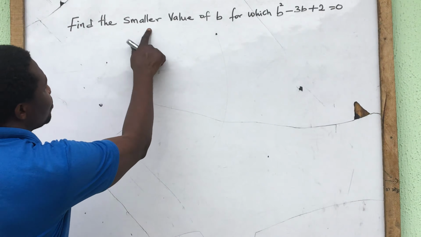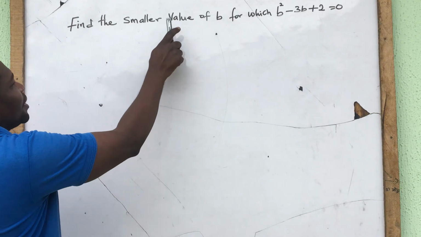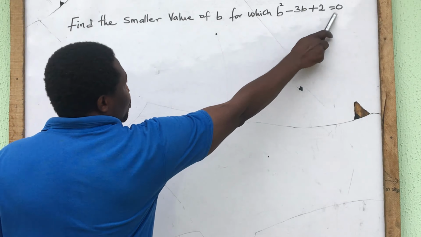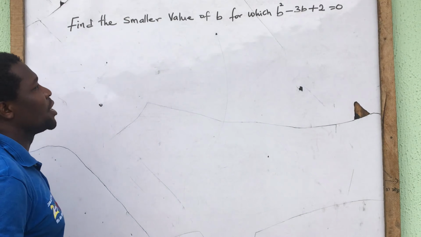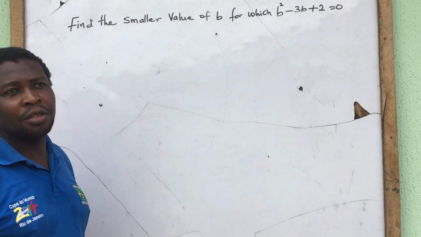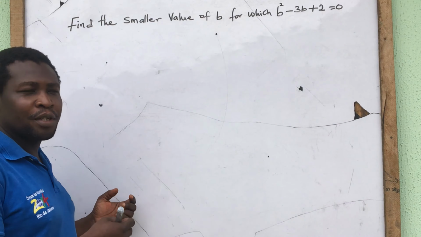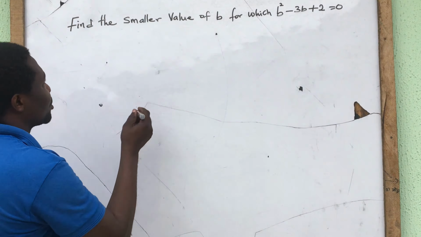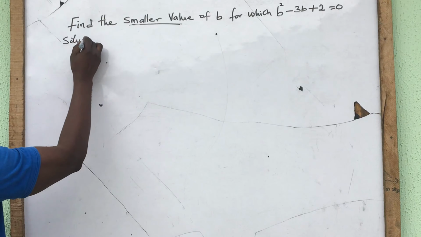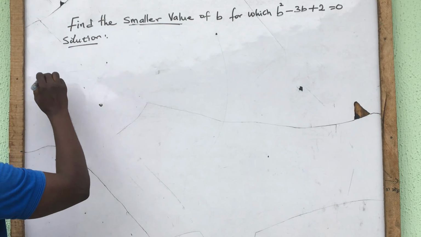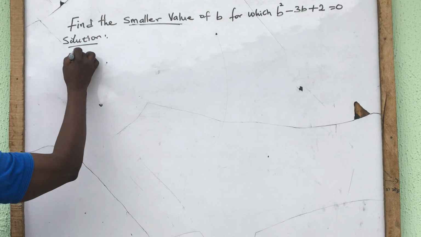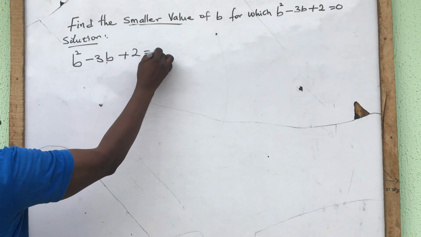Find the smaller value of b for which b squared minus 3b plus 2 equal to 0. So what we want to do here is factorize this quadratic equation. Then the smaller root will be the smaller value. So let's try to factorize first. We are going to factorize b squared minus 3b plus 2 equals 0.